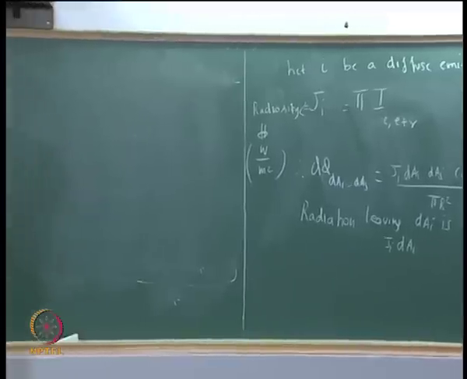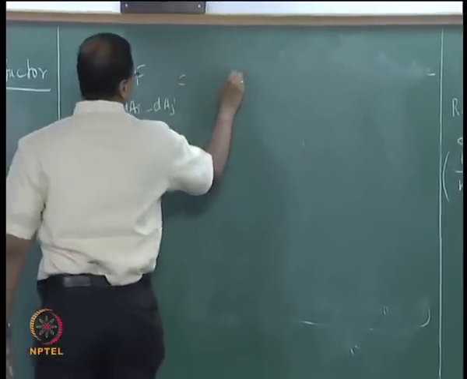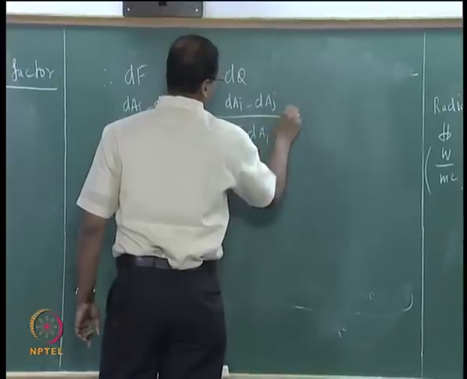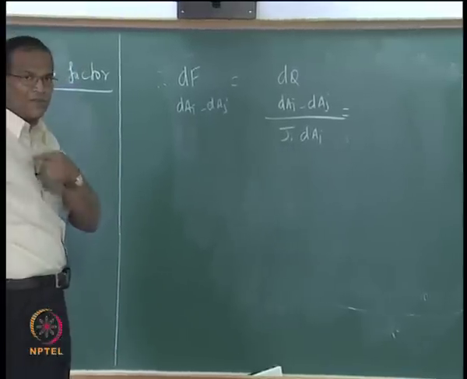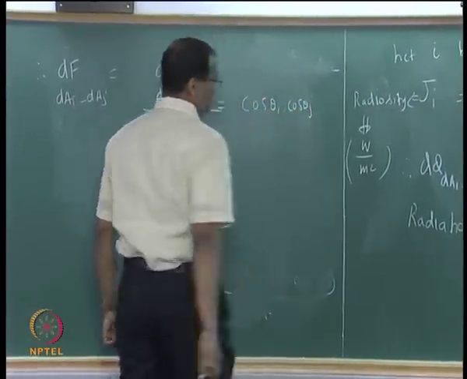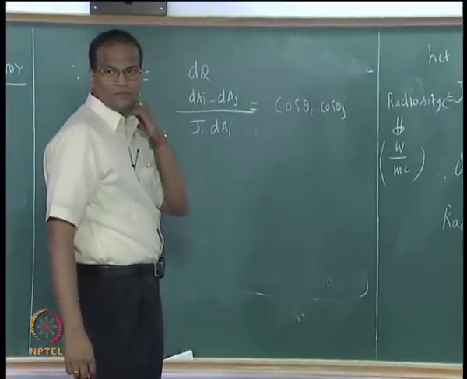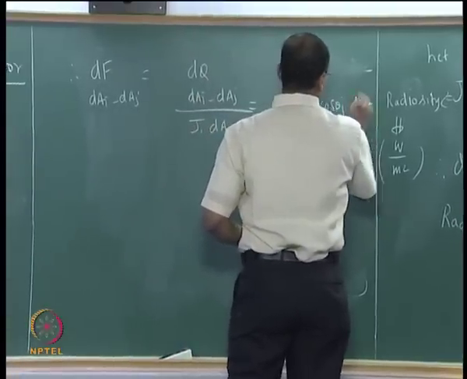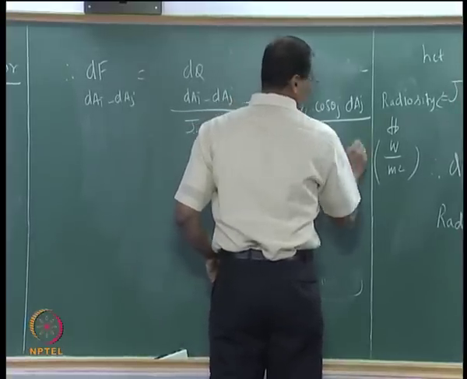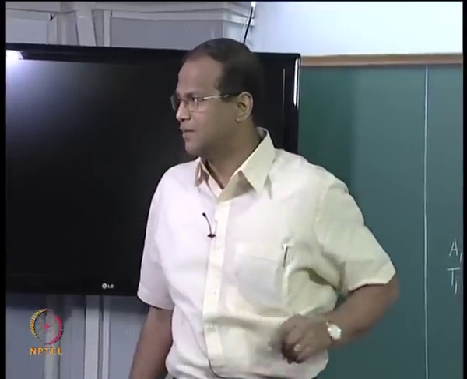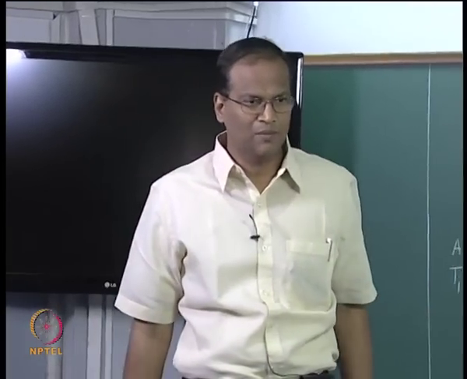Therefore, F equal to cos theta i cos theta j over pi r square. F is a fraction, F is dimensionless, right? Is the right side consistent? Sure, if it is not consistent, we made a mistake, right? dA has got meter square, r square has got meter square, it gets cancelled.